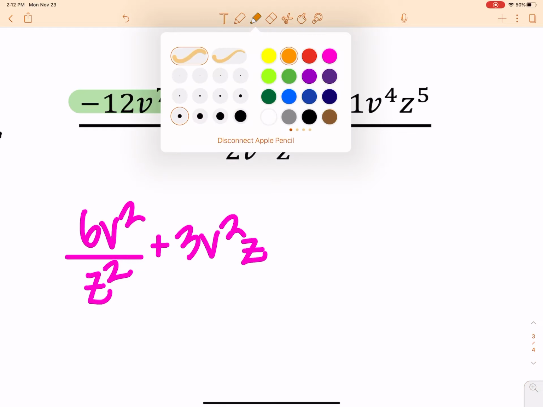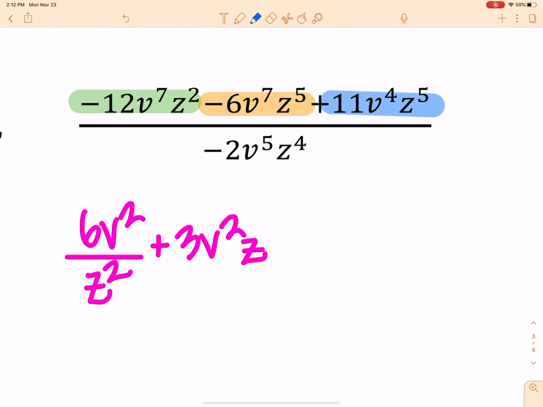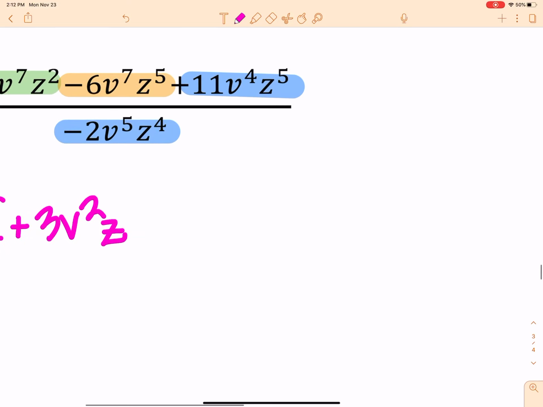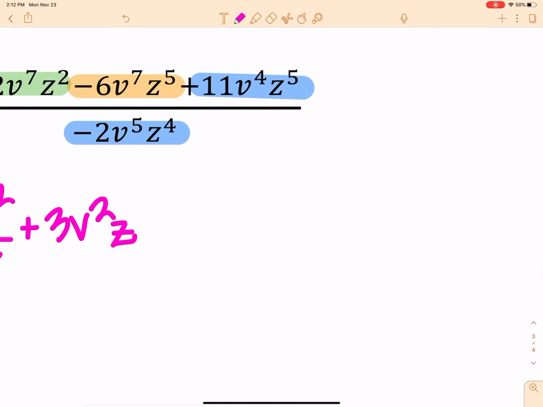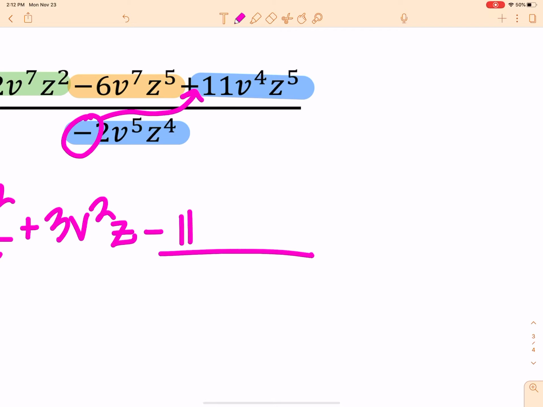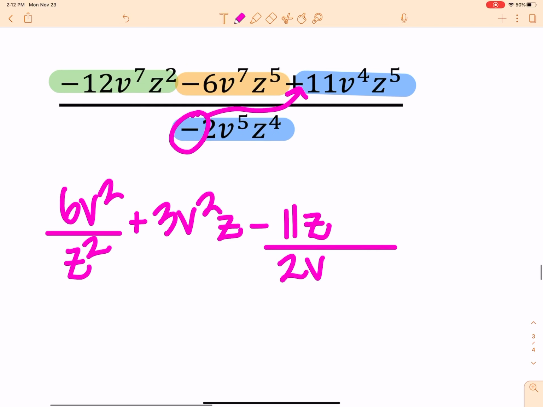Okay, and then lastly, you have your last terms. Okay, so 11 and 2 do not go into each other, and that's totally fine. So we're just going to keep them as 11 and 2. Most of the time in math, we like to keep our negative numbers on top. So that's really the only thing to change here. So it's going to be a negative 11 all over 2. With the v's on this one, 4 minus 5 will go on the bottom. And then z will stay on top. And that would be my final answer.